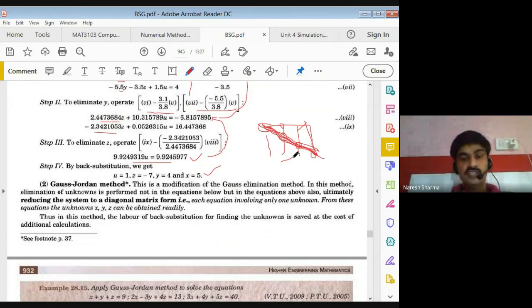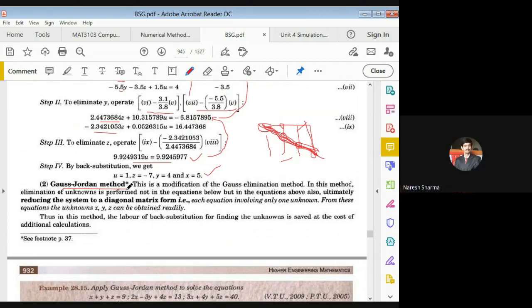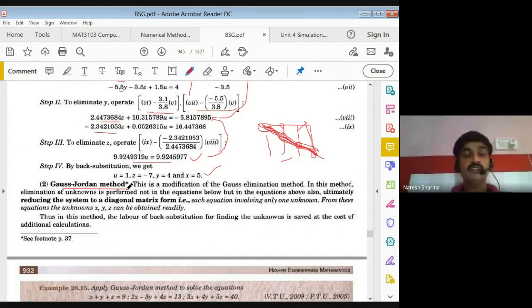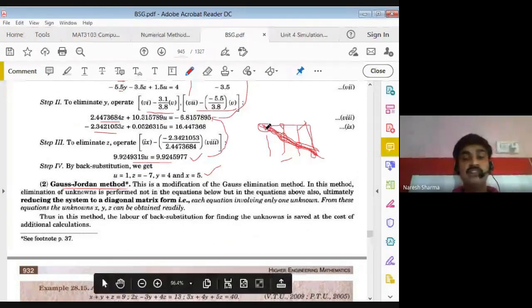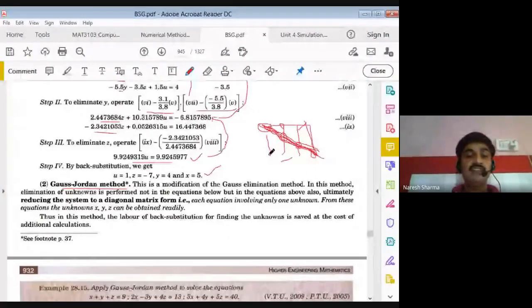So this is the procedure of the Gauss-Jordan method. Just a slightly modified form of the elimination method, right? So with the help of the pivot element, we convert the lower elements and also the upper elements into 0.